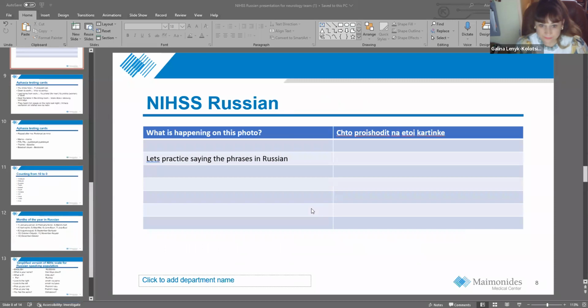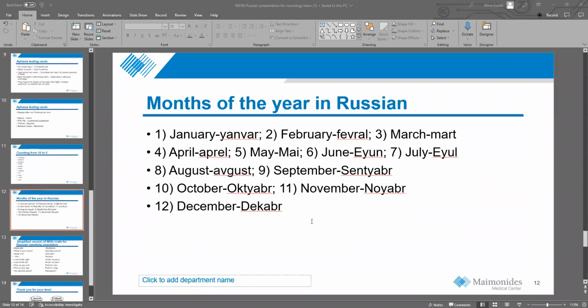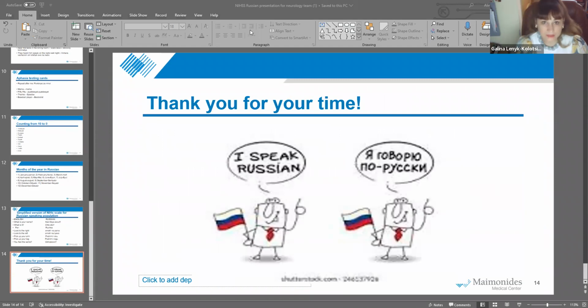And how can I say sharp or dull? Okay, sharp is ostrý, and dull is tupoj. So you can say ostrý, tupoj, ostrý, tupoj. Thank you, Galina. Of course. Ostrý, tupoj. Okay.